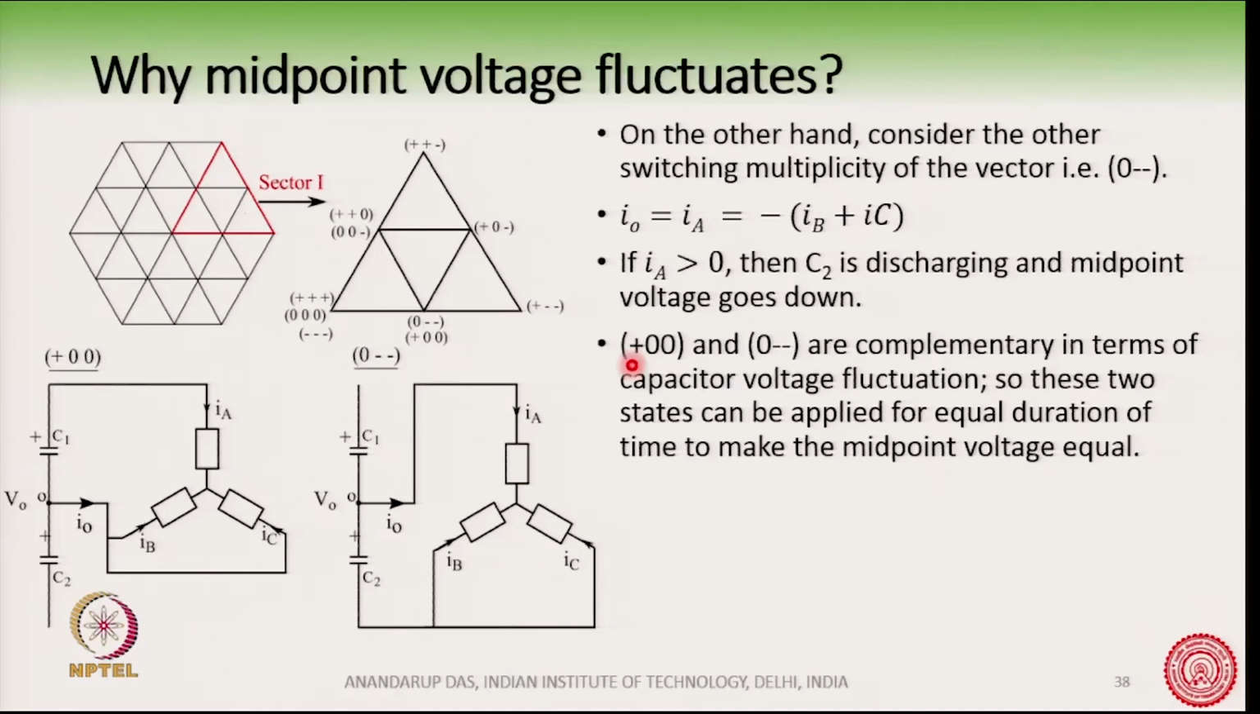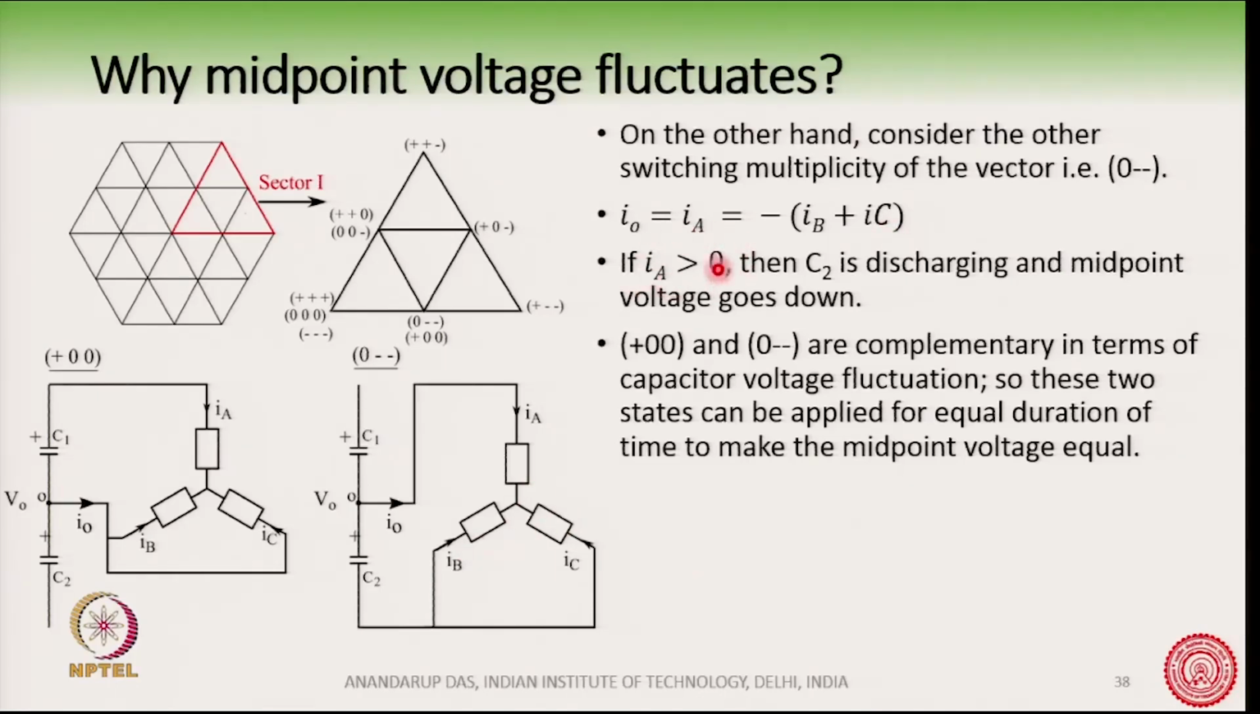So, 0 minus minus multiplicity or switching means A phase is connected to the midpoint, while B and C phases are connected to the negative of the DC bus, right. So, in this case I 0 is equal to I a and is equal to minus of I b plus I c.